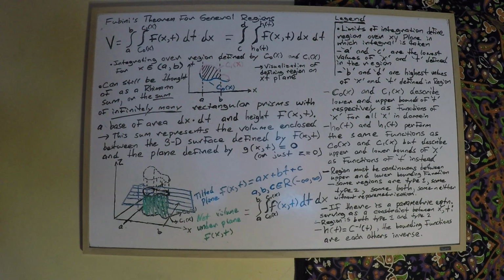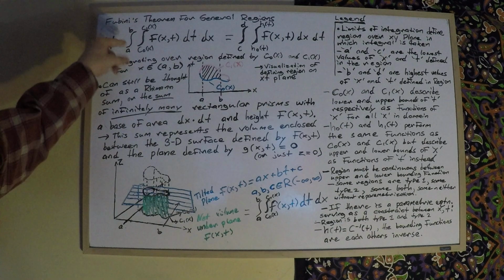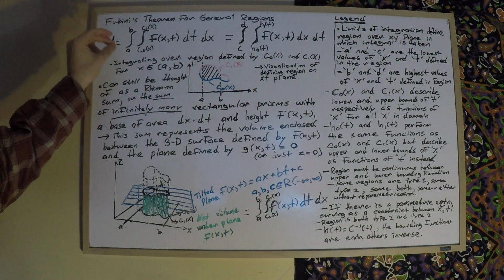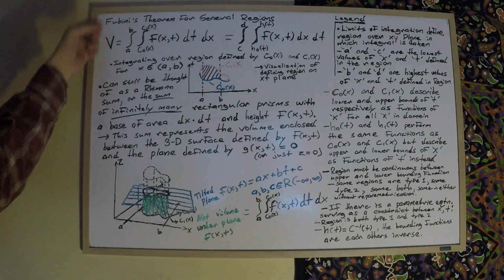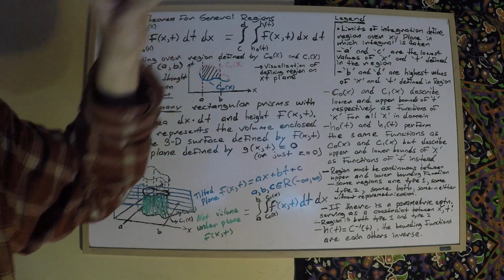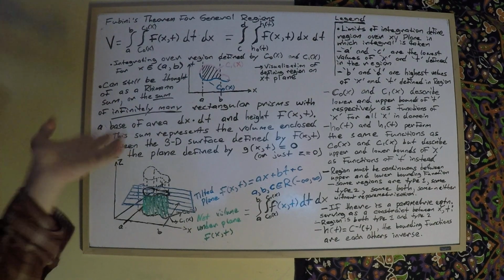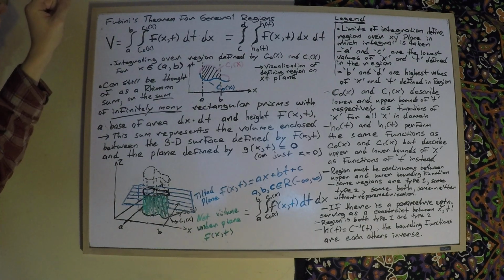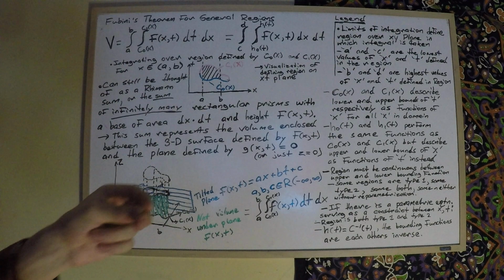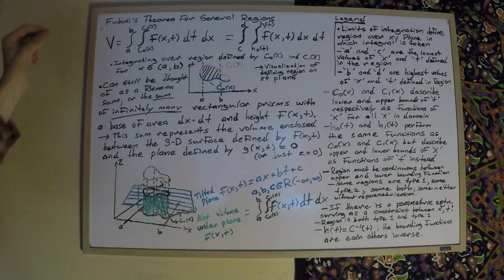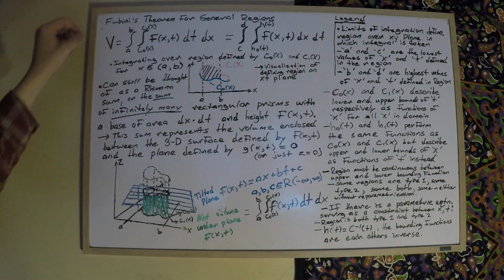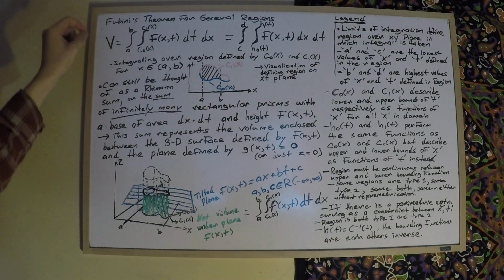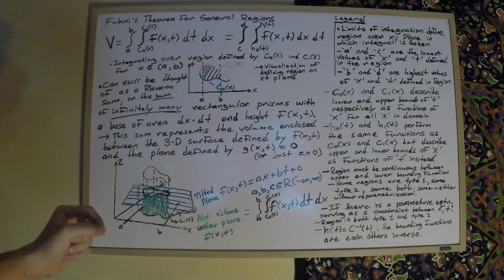So I'm going to consider this situation here. The lower bounding function is going to describe the lower value of t at each value of x for all x contained in the region that you're trying to describe on the xt plane. And c1 of x is going to describe the upper bounding value of t for each value of x. A and B are going to describe the lower and upper bounds of x respectively.